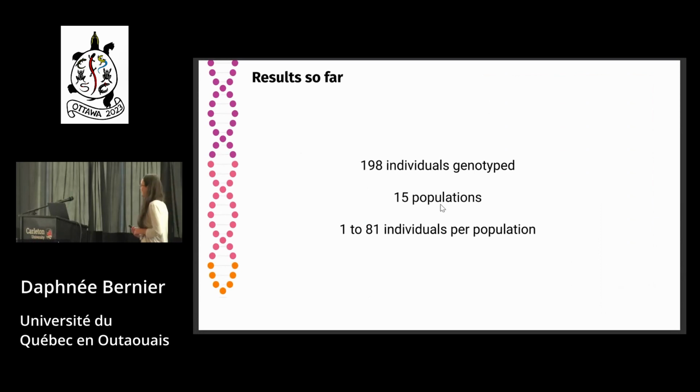So the results so far: I've successfully genotyped 198 individuals that are partitioned into 15 populations. Of those 21 wetlands, only 15 have Blanding's turtles in them, and each population ranges from 1 to 81 individuals. I define my populations by the sites where they were sampled.